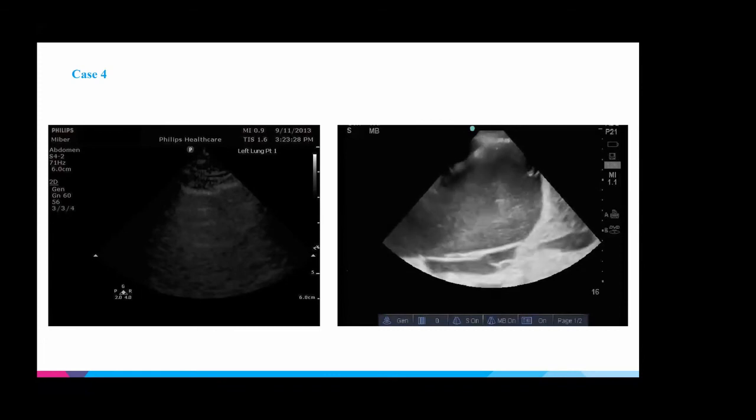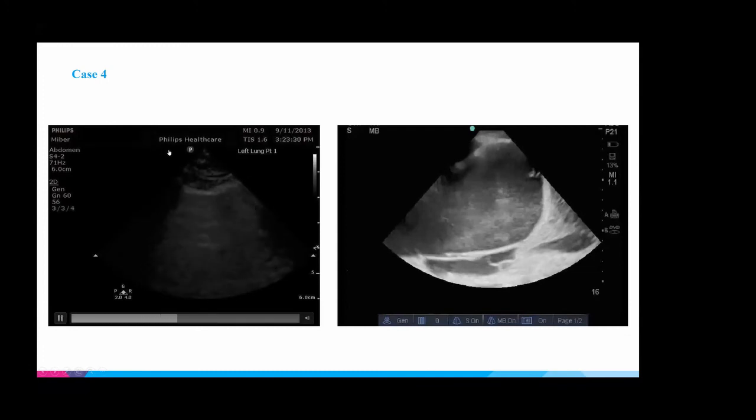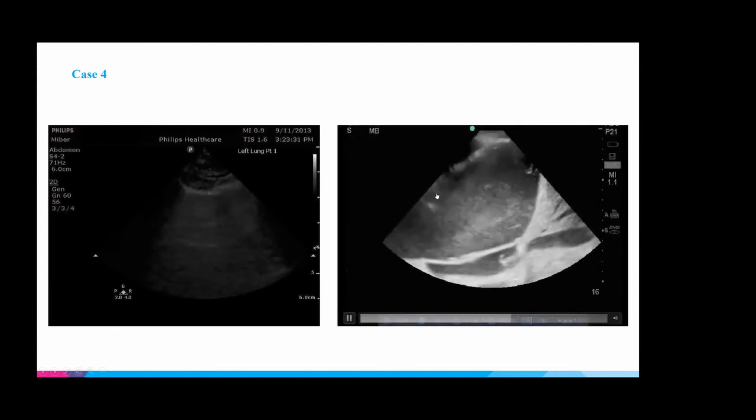What do you guys think? So what about, this is the left anterior. What do you think of the left anterior spot? Looks normal on the anterior part. Yep. And then what do we think about here?